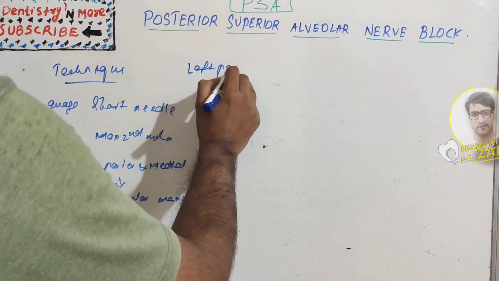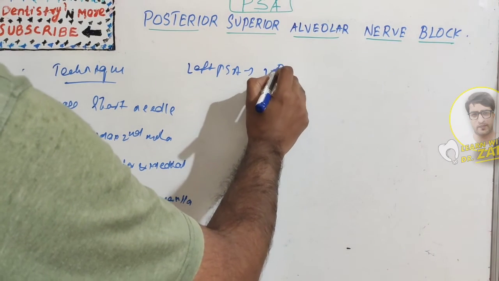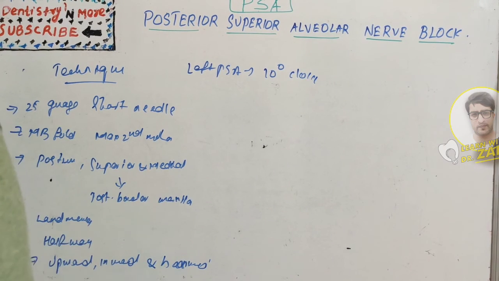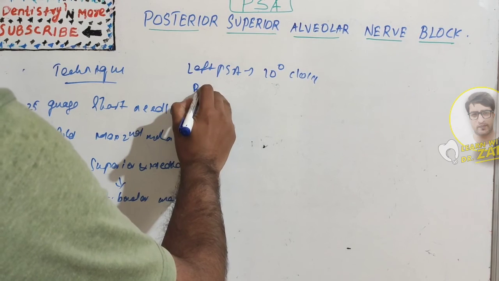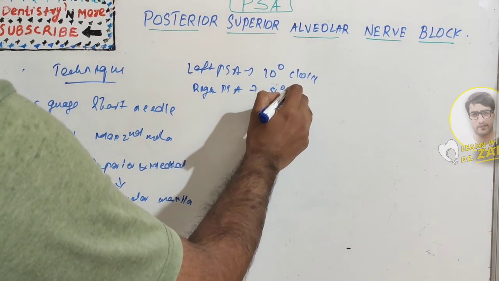And for left PSA, the dentist should be at 10 o'clock position, and for the right PSA, the dentist should be at 8 o'clock position.